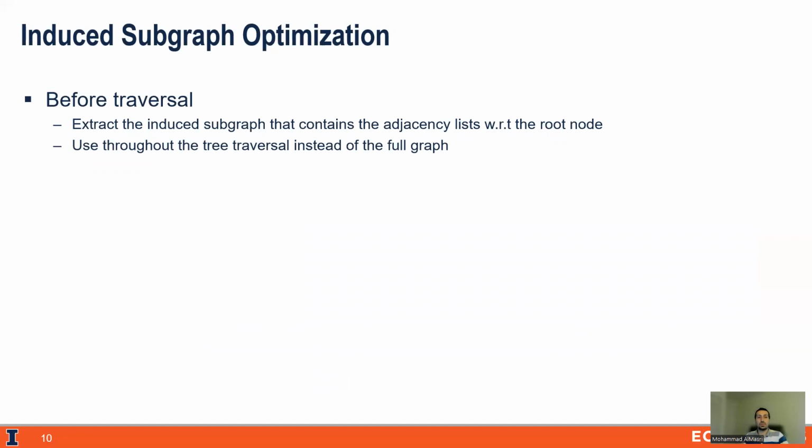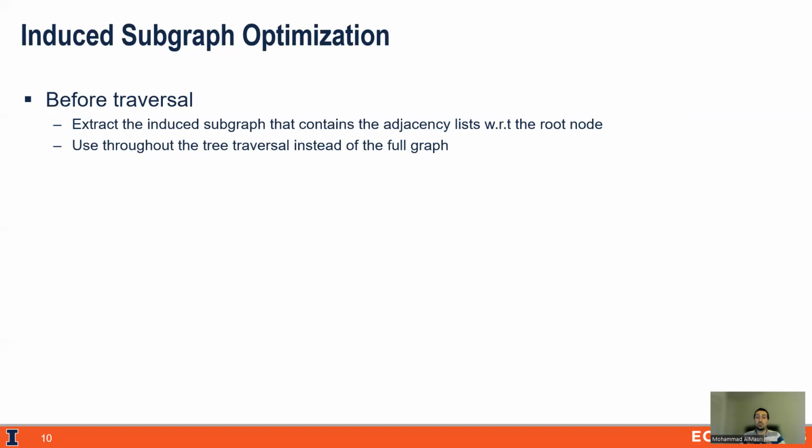There's another optimization that's used since, as I mentioned before, we spend a significant amount of time performing the adjacency list intersection. Also, all the set operations can be represented as a set intersection. So this is a very important and critical computation in the k-clique counting application.